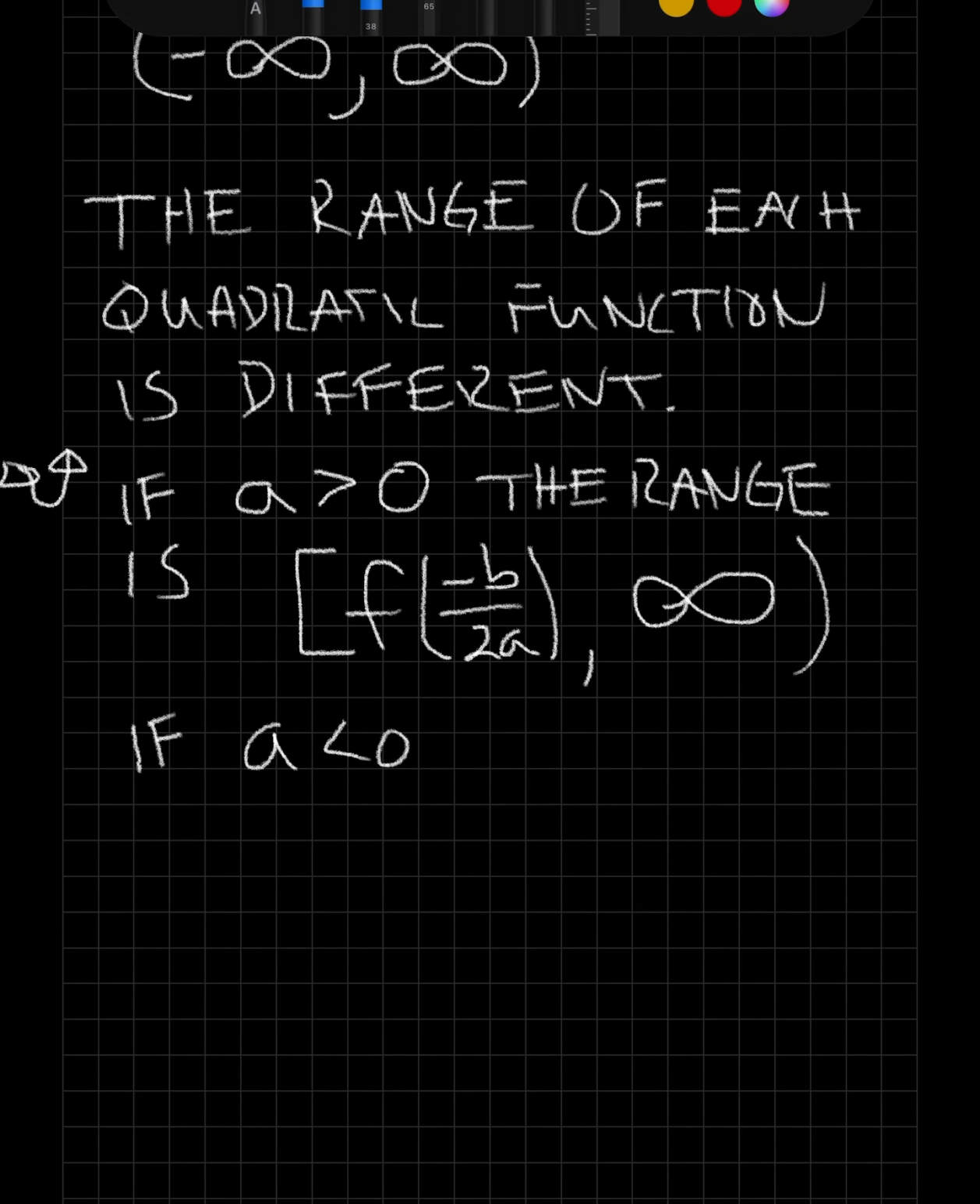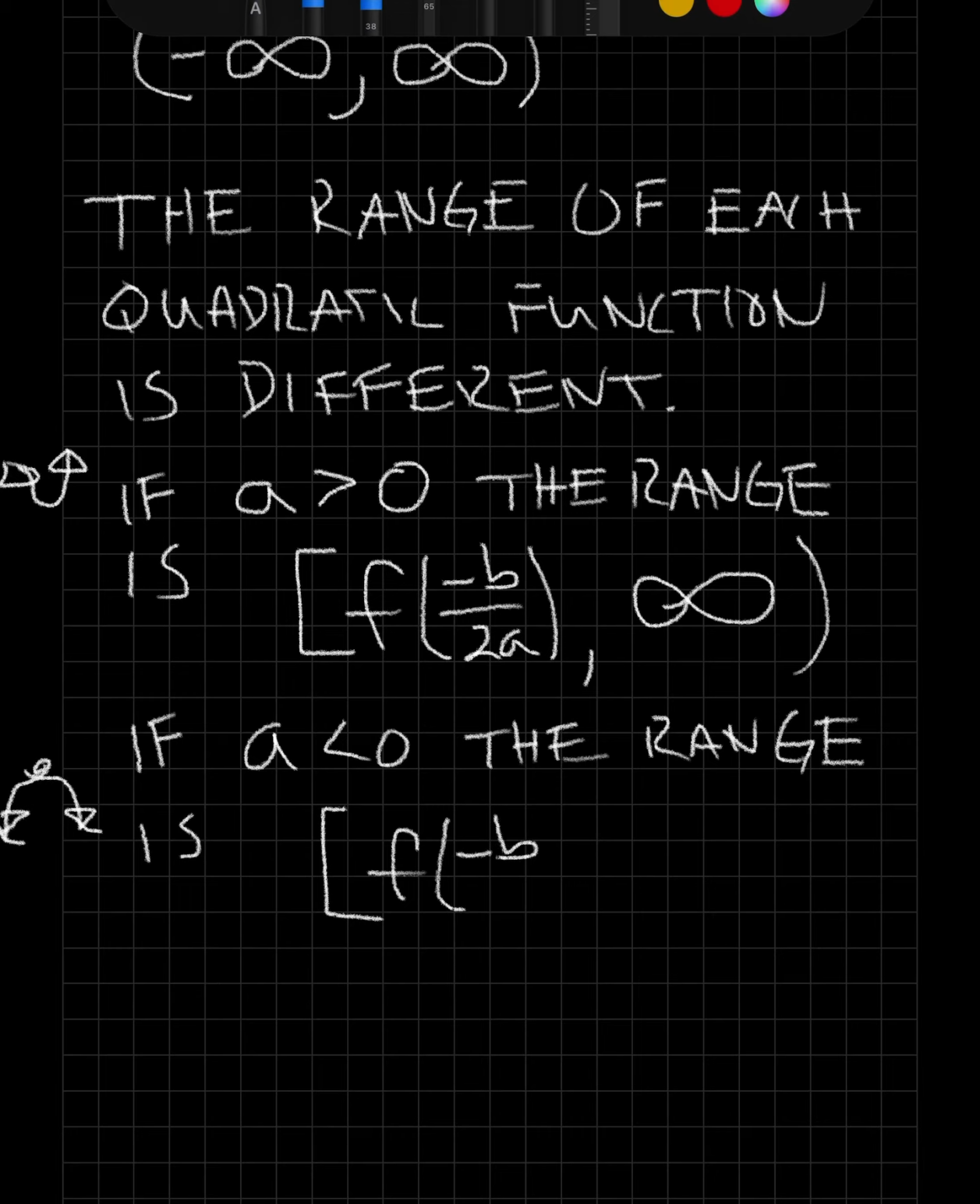If a is less than 0, the range is, so in other words, if we have this opening downwards, like so, f of negative b over 2a, comma, negative infinity. And that's how we can find the domain and range. I'm going to show you on Desmos a few things that I think will make this make a little bit more sense here. I'm going to try to show you some stuff and we will see if that helps, and then I'll do one example.